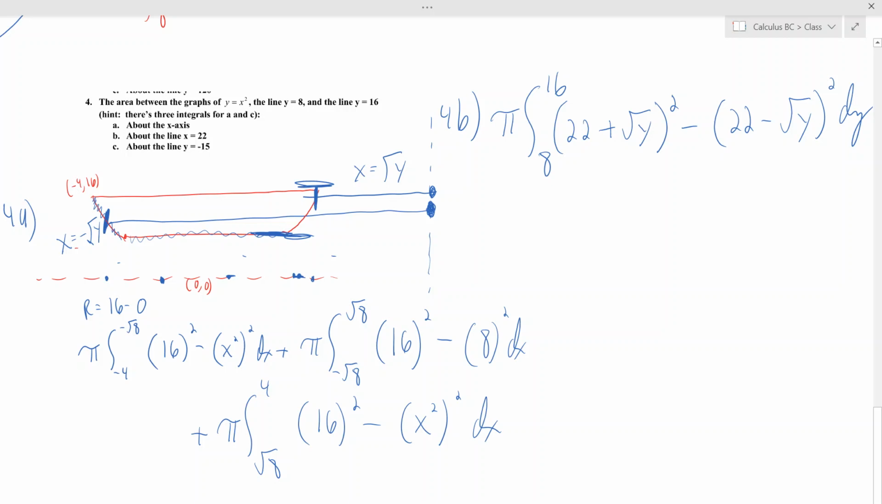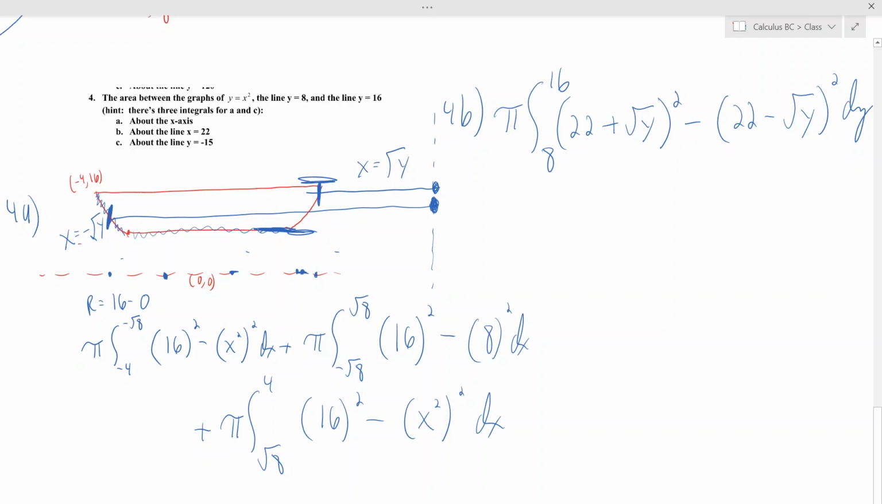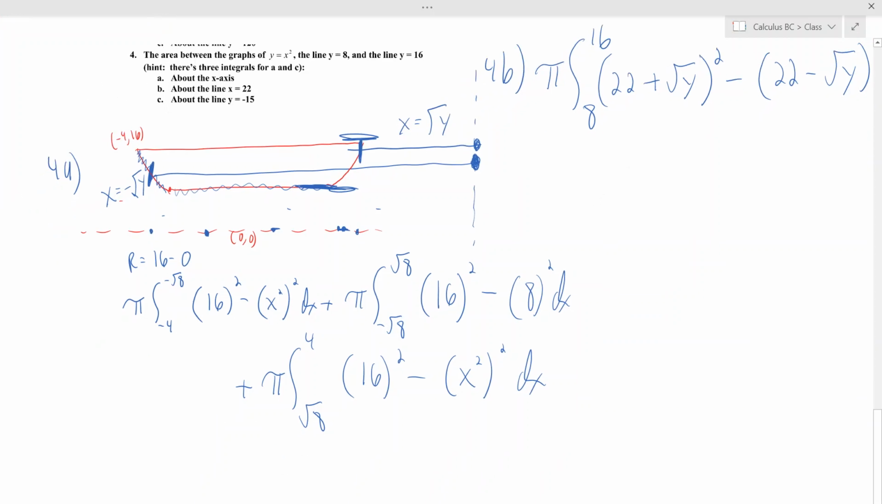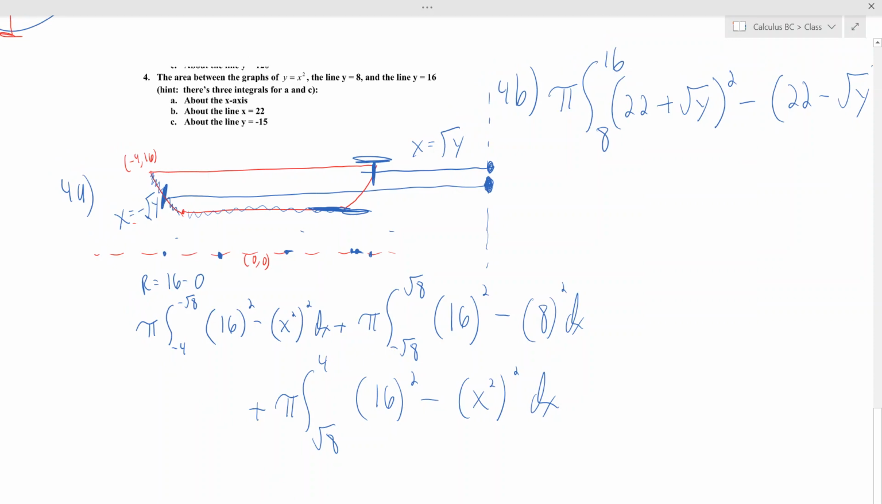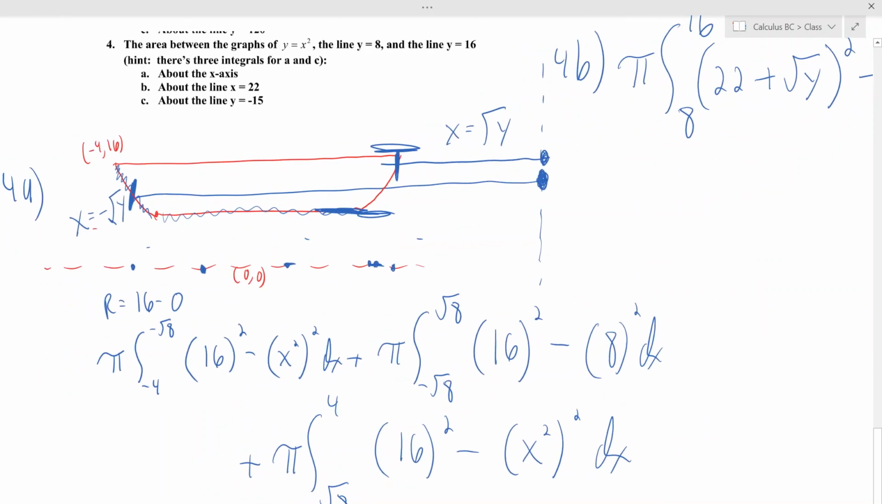And then 4c is back around a horizontal line again, -15. So I'm going to try and update 4a for a second, just so you can see what's going on. 4a gave us 3 integrals. Because we were going around a horizontal line, we're going to have to do 3 integrals again. That's always going to happen with this shape. Okay? How all the changes, though, is big R. Remember, it was 16 in part A, it was 16 minus 0, right, everywhere.